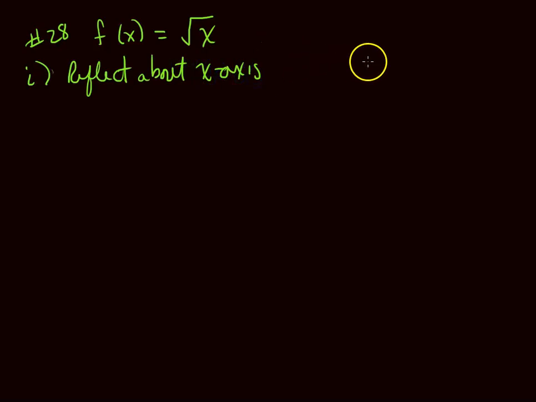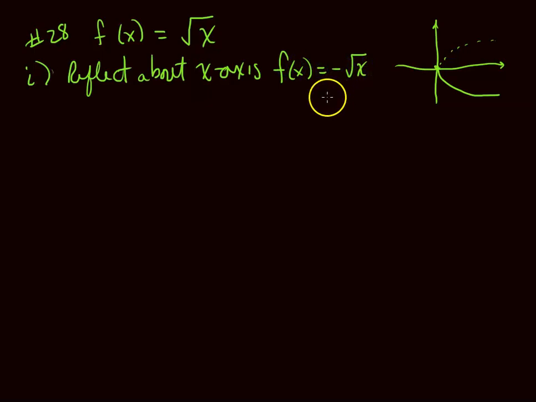Well, remember, about the x-axis, instead of it being up here, it would be down here. So it is a vertical flip. So the negative has to be on the outside, negative square root of x, which is really a negative f of x.